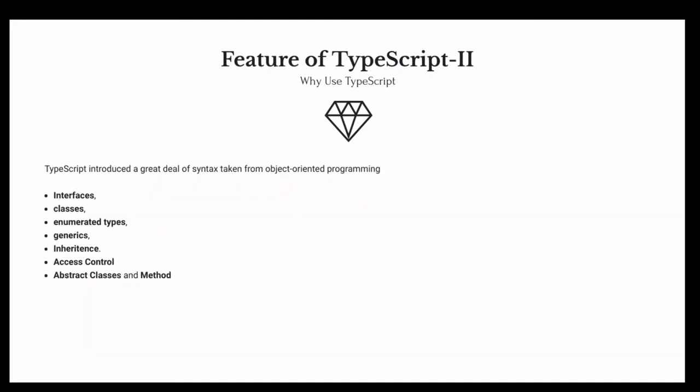So there are a couple of features which are provided by TypeScript as a part of object-oriented programming. Here you can see that TypeScript provides interfaces. It supports classes, enums, generics, inheritance, abstract classes and methods, and access control. These object-oriented features are also supported in Java, and as we know, Java becomes very useful and very easy for a developer when all these features are supported.